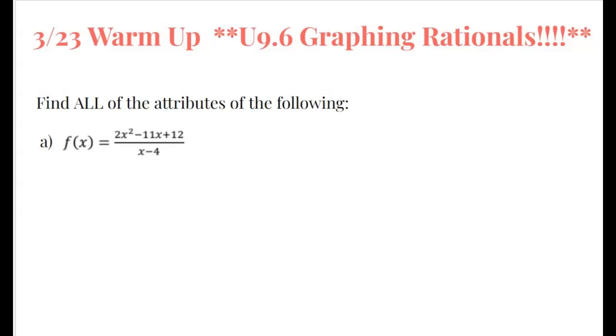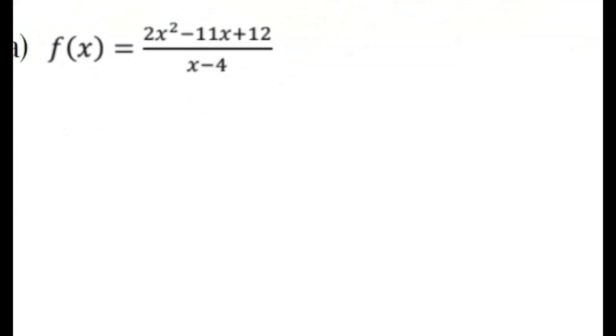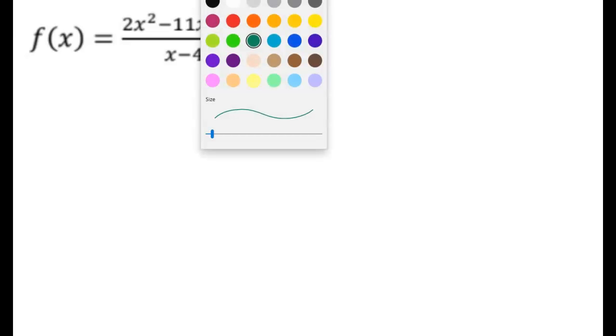All right, so we're meant to find all of the attributes of this rational function. What would you like me to do first? So in order to find the hole, what do you need to do? You need to factor it. So we need to put this in factored form.